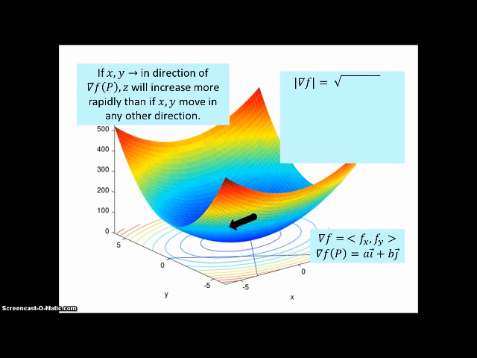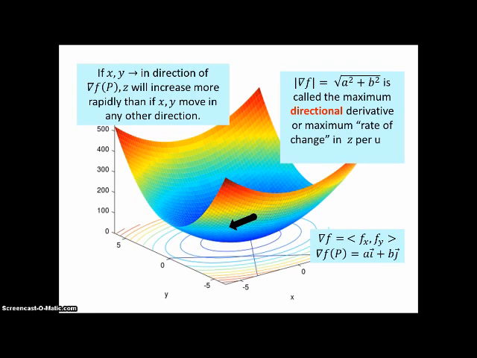Okay? Now, the length of the gradient vector is called the maximum directional derivative, or maximum rate of change in z per unit moved in the xy plane. If you follow this vector, you get the maximum change in z. You follow any other vector parallel to the xy plane and you will get a smaller change in z per unit.